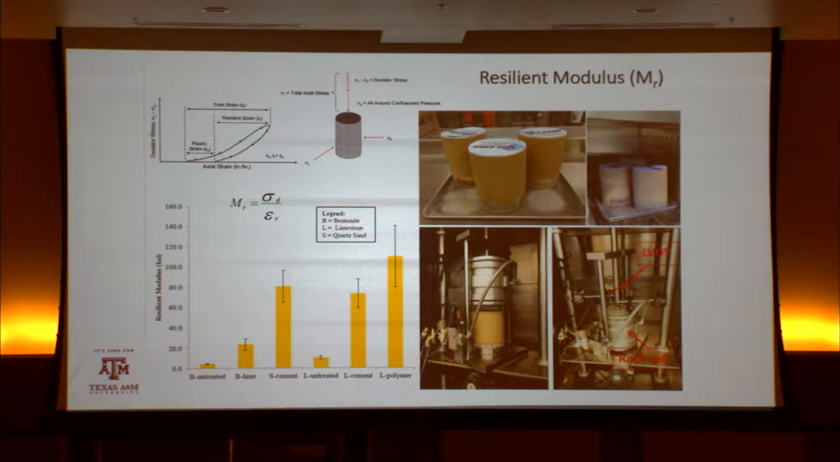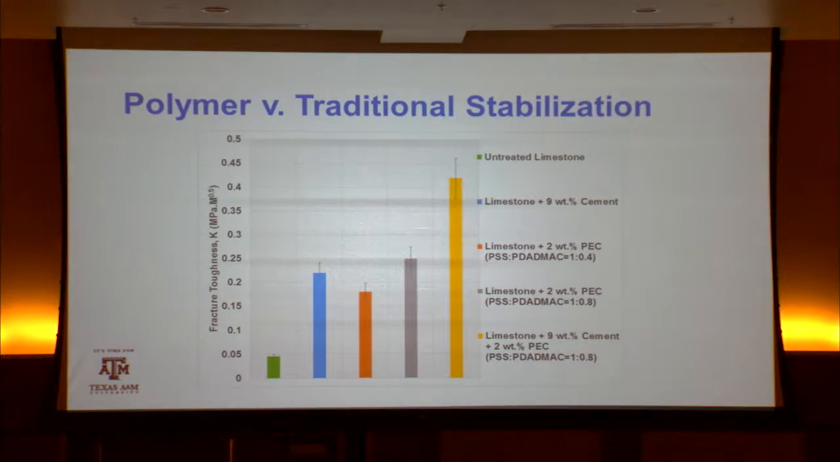I wanted to show you a couple of other slides that illustrate the effectiveness of that polymer. This is kind of a busy slide, but this is resilient modulus. This is a limestone soil, not a clay, just a limestone or calcareous-based soil, almost an aggregate. And this is the resilient modulus untreated. That is the resilient modulus of that limestone with cement. And this is the resilient modulus with the polymer. So you can see it does have engineering properties that are competitive.